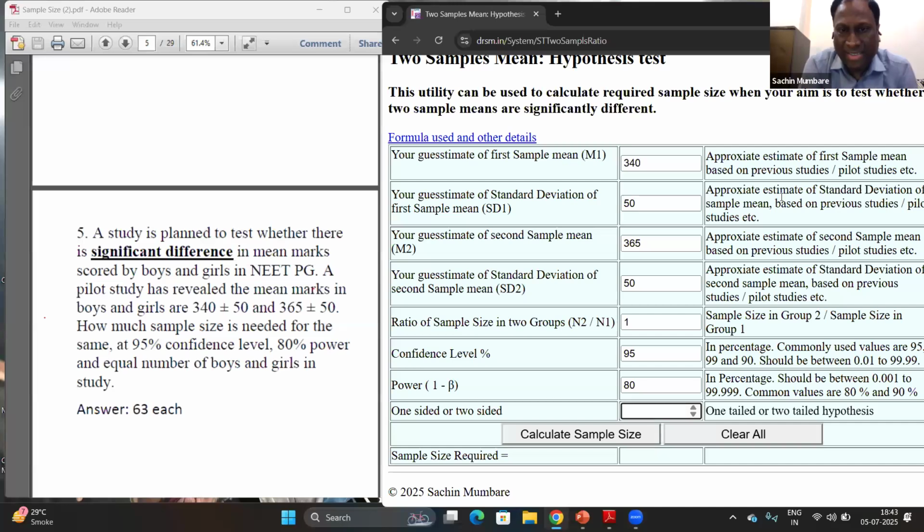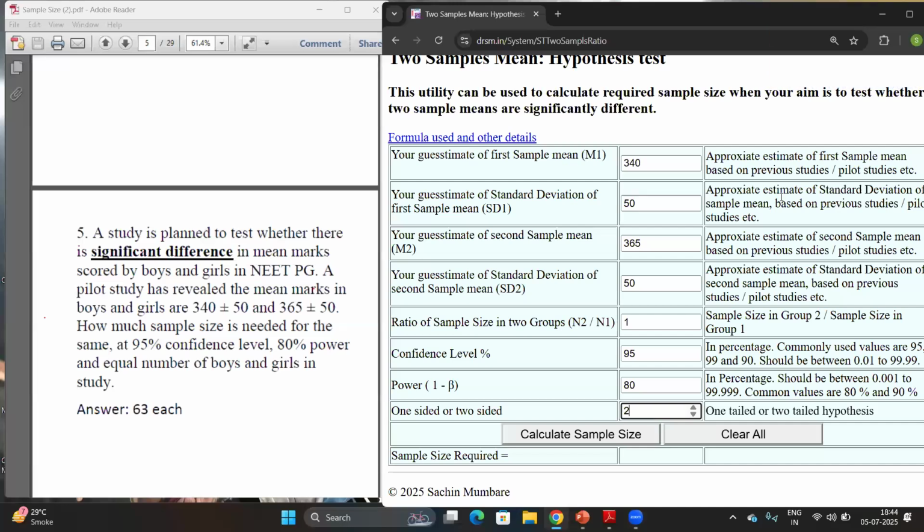Now this is important. One-sided or two-sided? Two-sided. Why two-sided? Because there is no less or more mentioned. What is mentioned is whether there is significant difference, so it is two-sided. Had it been like this: a study is planned to test whether the mean marks scored by boys are significantly less than the mean marks scored by girls, because 340 versus 365, then it is a one-sided test. Understood? Yes, sir.